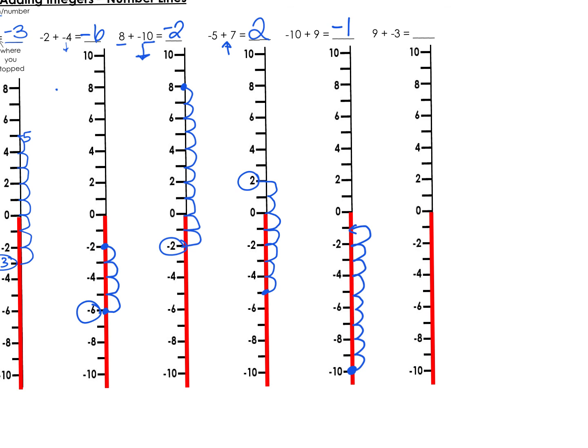Okay, next one. We are starting at positive 9. So we're going to start here, and then we have a negative 3, so we're going to go down 3 steps. So is that going to be enough to make us go into the negatives? No. So 1, 2, 3, we're still in the positives, and we end up at positive 6.